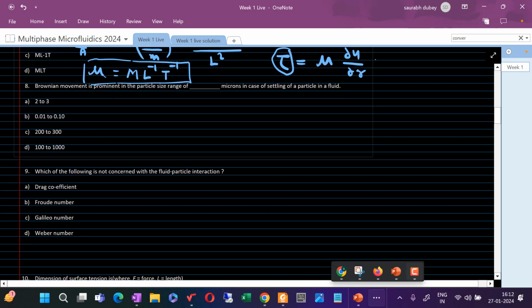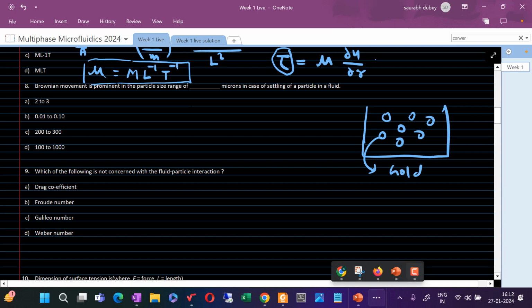Brownian movement is predominant in the particle size range of, you have to choose the options, micron, in case of settling of the particle in a fluid. So suppose a fluid is there, and suppose water is there, and in this lots of gold nanoparticles are there. Gold particles are there in water.